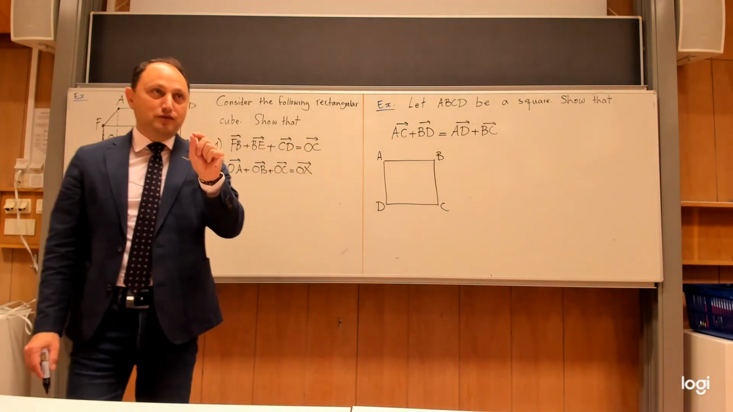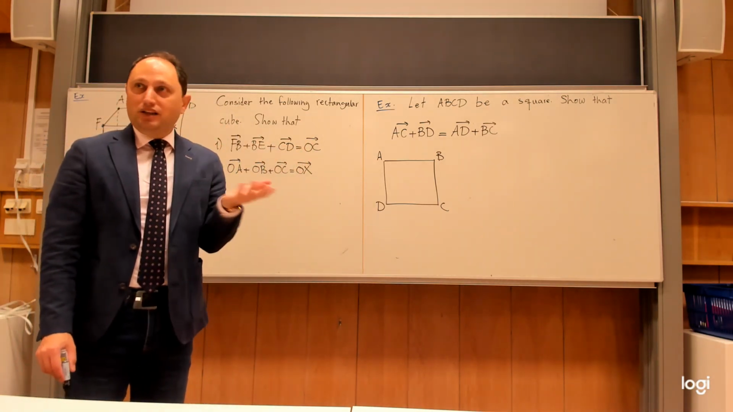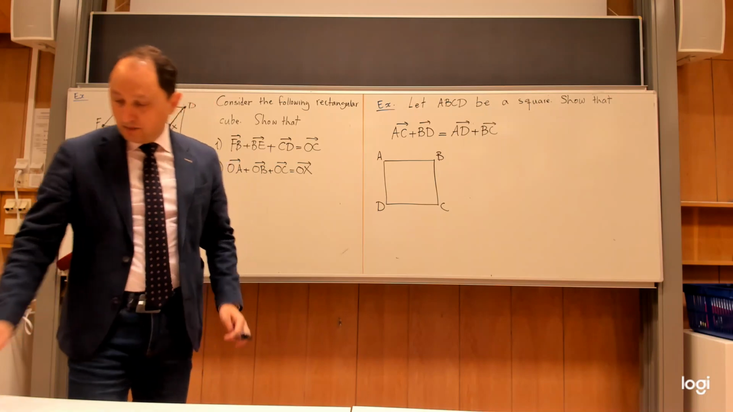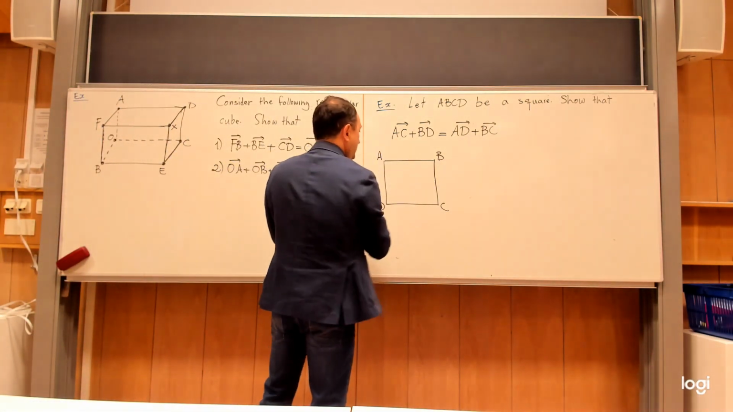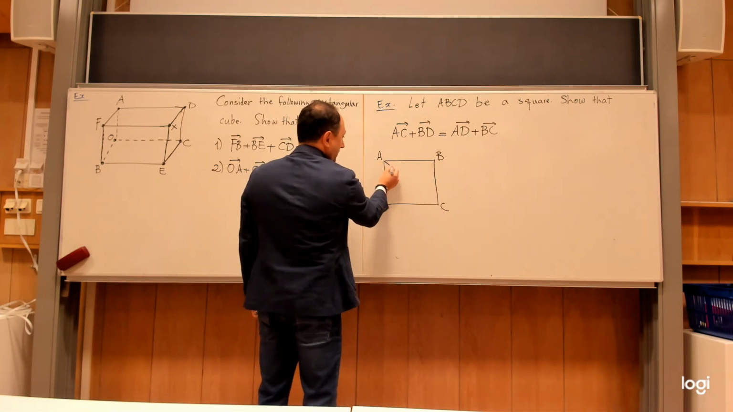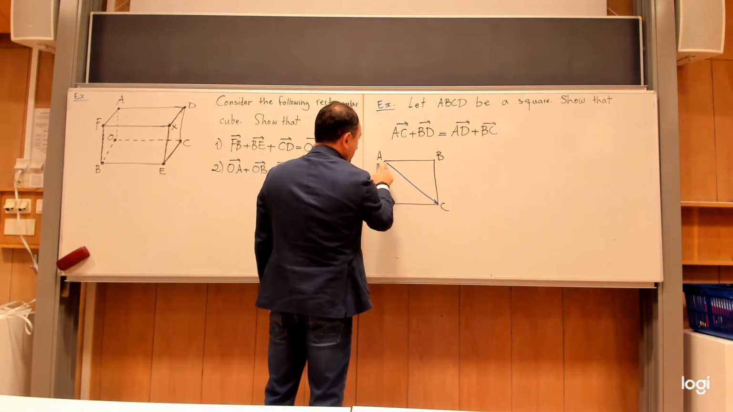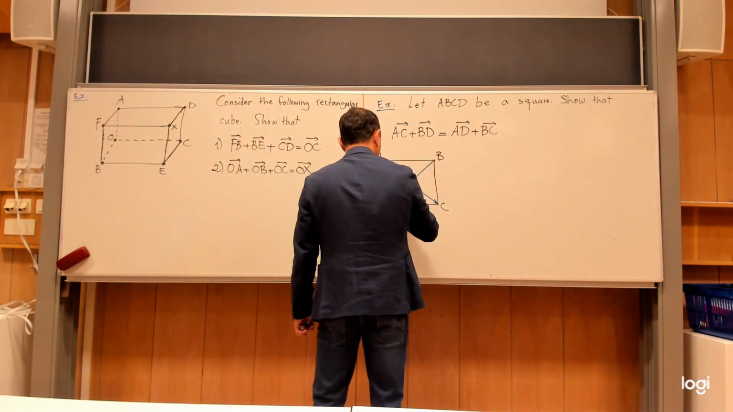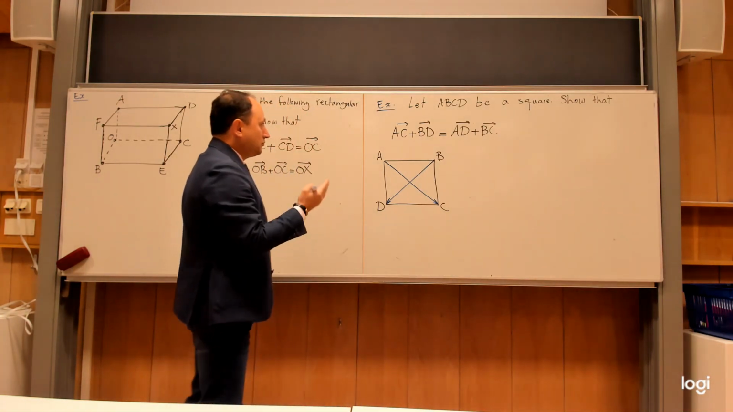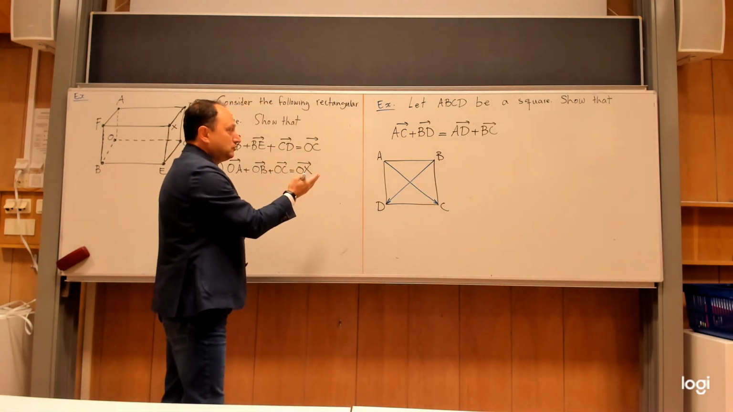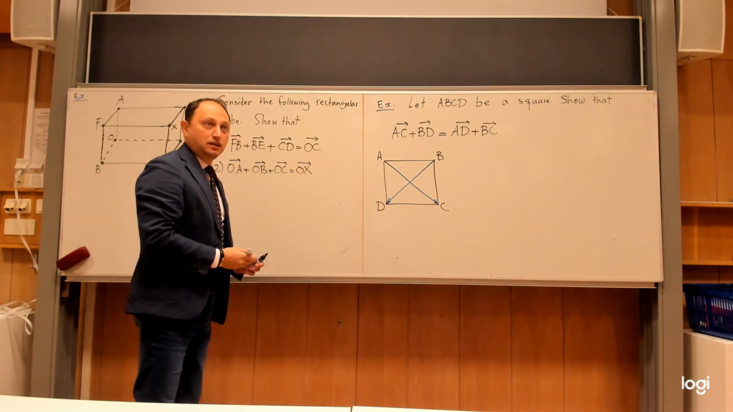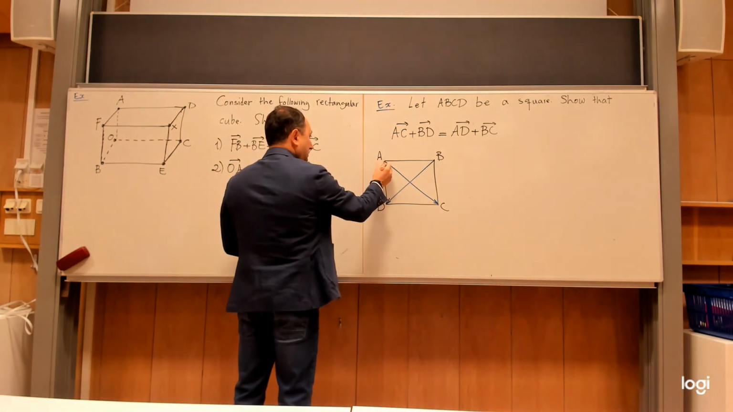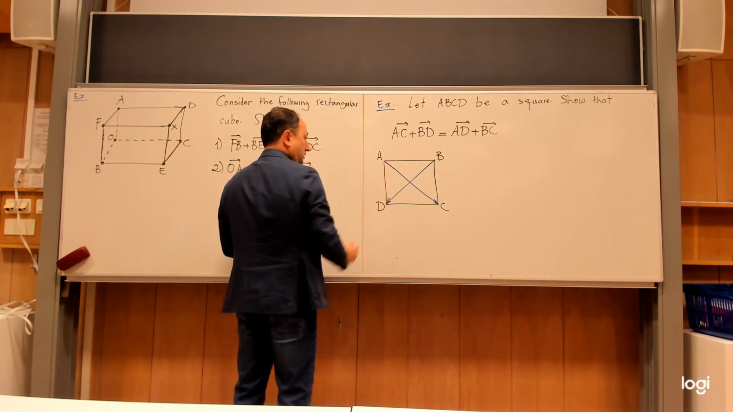Okay, now we want to show that AC plus BD equals AD plus BC. It seems a little bit strange if you want to think in terms of length, yes? It seems that this is not true, but they are not just magnitudes, they are vectors, yes? Vector AC, of course, is the diagonal of this square. Vector AC is this one. And then vector BD is this one. So what we are saying is that if you add these two blue vectors, it becomes AD plus BC. So AD is this vector, and then BC is this vector.